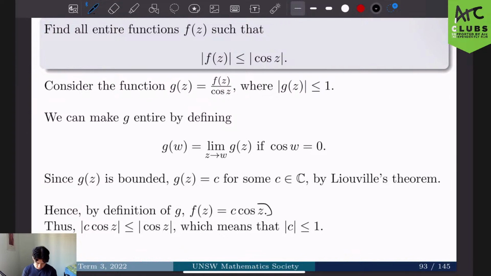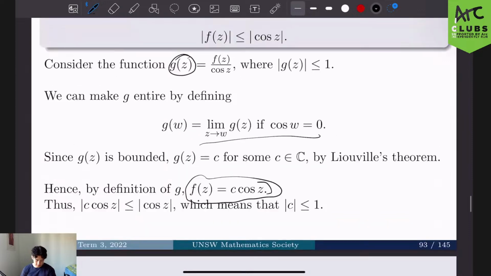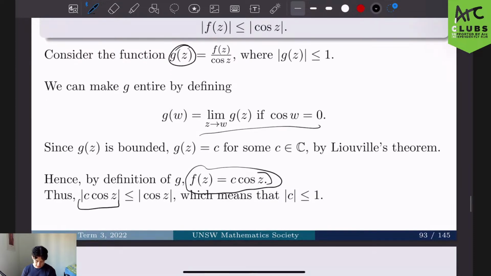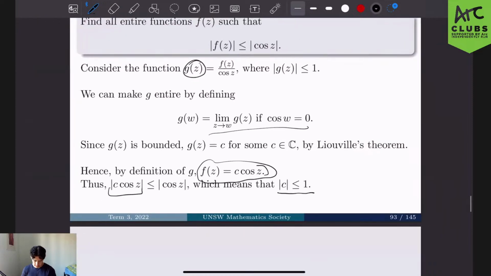So basically we've written g of z as c here with this condition here. Multiply both sides by cosine, and we're just left with f of z is equal to c multiplied by cosine z. Thus, we can substitute in f of z here, divide both sides by cosine of z, which means we get our c here is less than or equal to 1, which is what we desired.